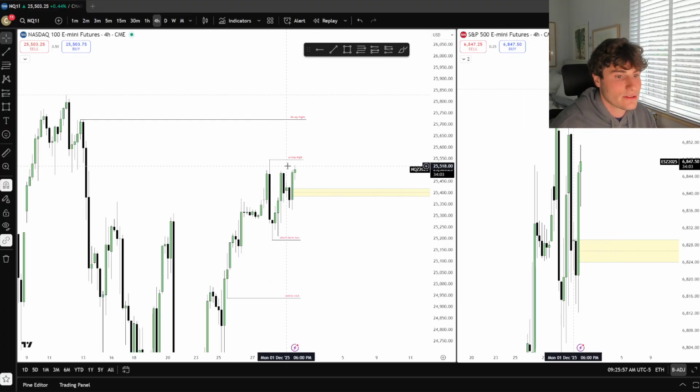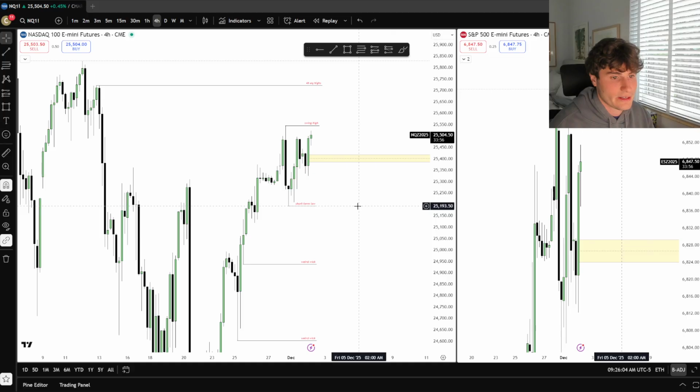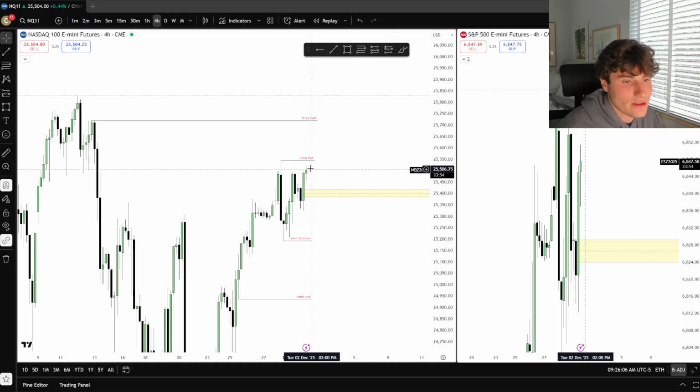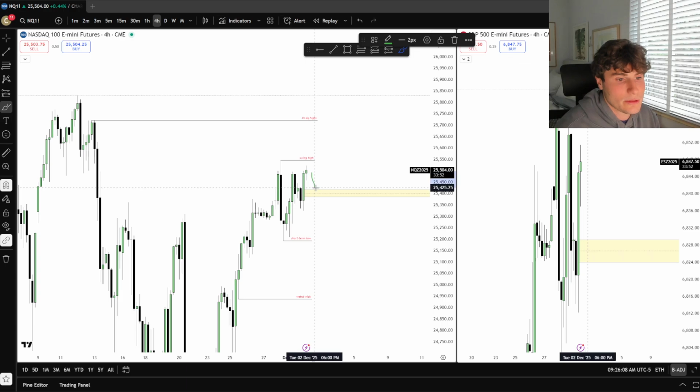First scenario is we sweep this swing high, put in some SMT, and then we dump off the face of the earth to this short-term low, and then this weird wick, and then this weird wick. Second scenario is we trade into 50% of this range and then we take out the swing high.